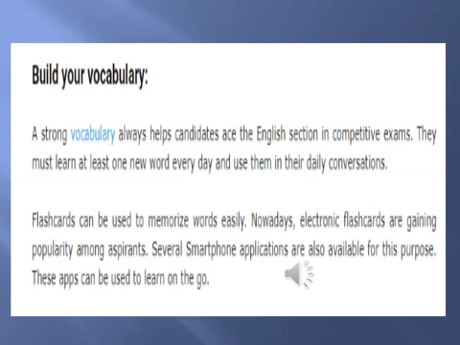Flashcards can be used to memorize words easily. Nowadays, electronic flashcards are gaining popularity among aspirants. Several smartphone applications are also available for this purpose. So for vocabulary purpose, if you are using a smartphone, definitely you can make use of any app related to vocabulary. So you can learn a number of synonyms and antonyms when you use those vocabulary apps. These apps can be used to learn on the go. So wherever you are, you can learn. Whenever you are interested, you can learn new words.